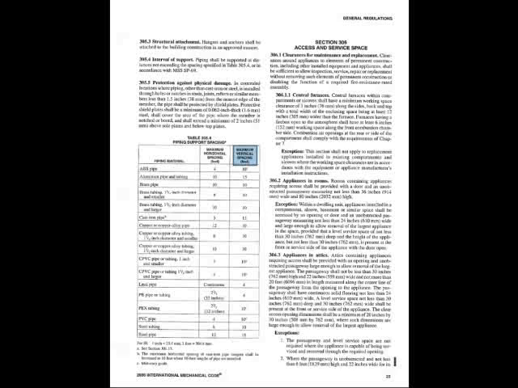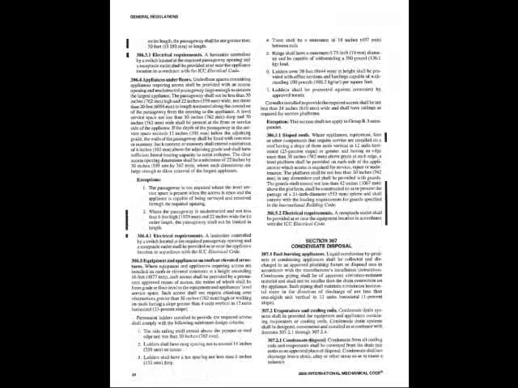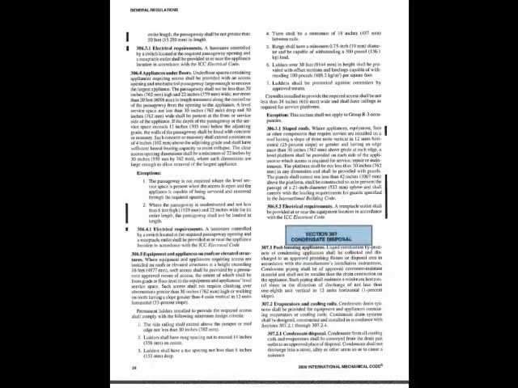Section 306 talks about access and service space. You've got to be able to get in there and service things. You need to understand that furnaces have to have space around them. Air conditioners have to have space around them. You've got to be able to get to them. Section 307 talks about condensate disposal. What happens with the water that's condensed out of furnace exhaust? What happens to the water that is condensed when you have a cooling coil? Where does it go?